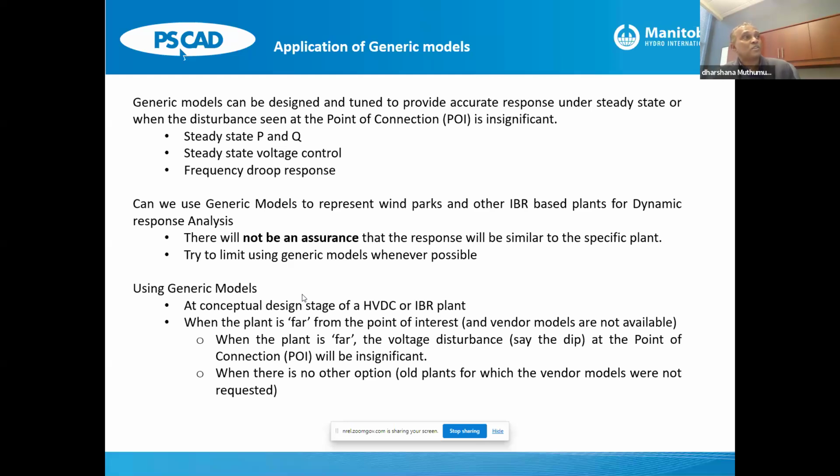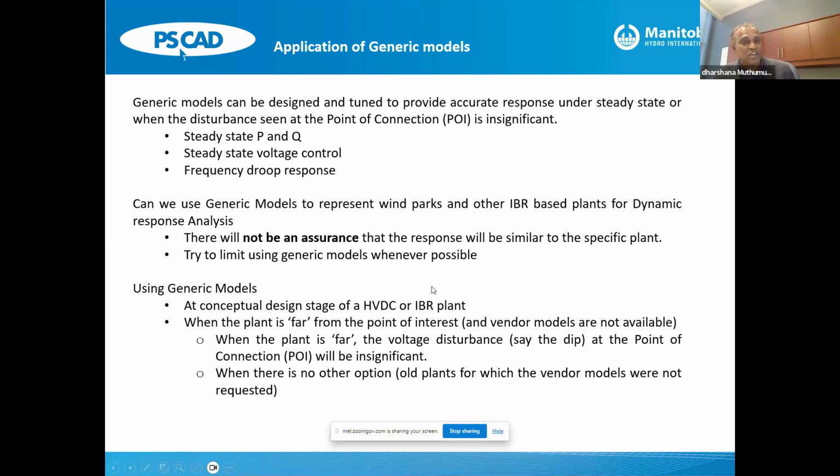Finally, I want to talk about generic models. If you ask me, you shouldn't be using generic models to do very specific studies. You are doing EMT analysis because you have specific challenges. And really, as much as possible, you should try to have the vendor specific models of your IBR plants. Otherwise, I don't think you can assure the accuracy of your conclusions in challenging situations.